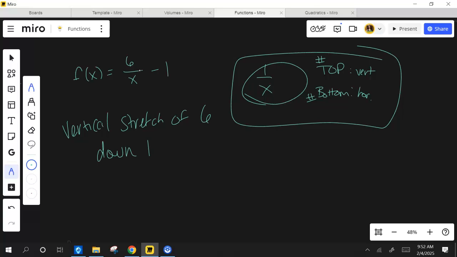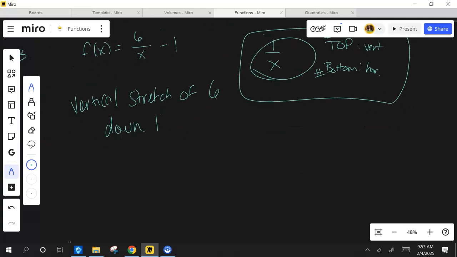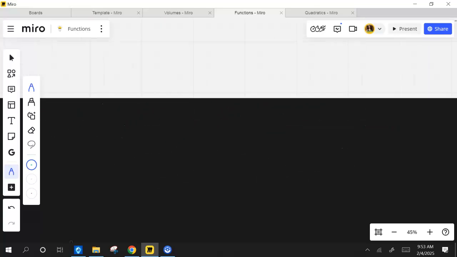What else? 6 and 16. I'll do 6 first, then I'll flip over to 16.